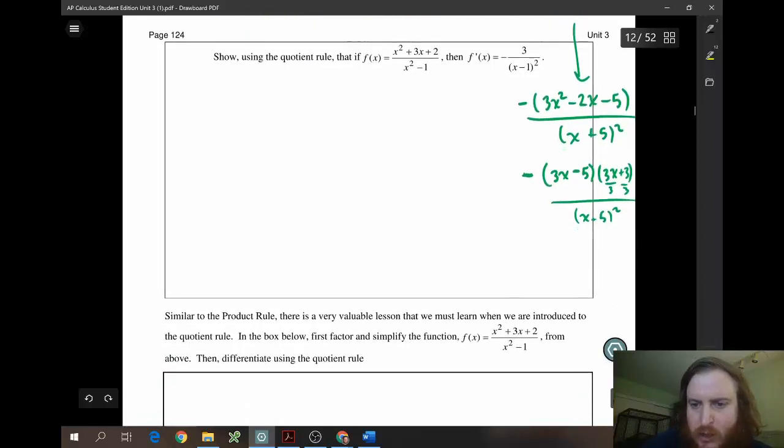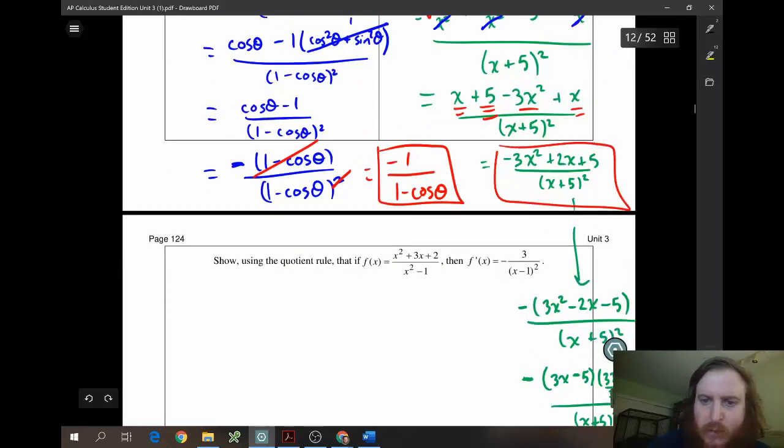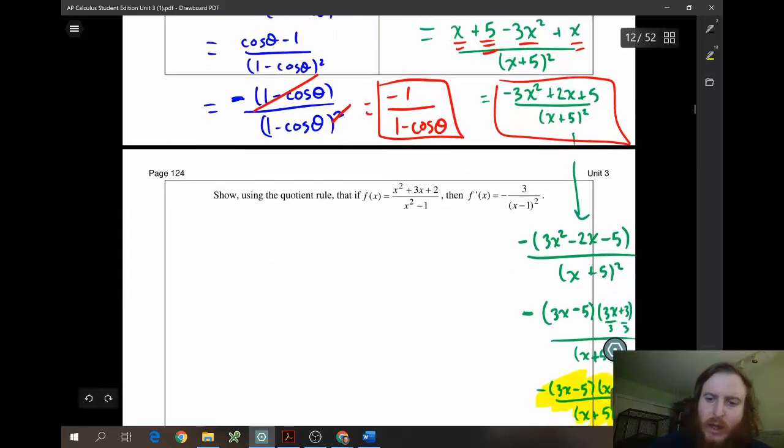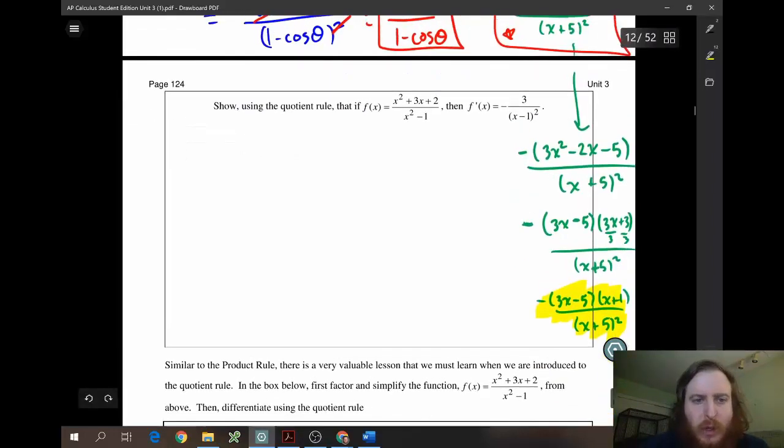So, we're just checking it to see if something will cancel out. So we get negative 3x minus 5 times x plus 1 over x plus 5 squared. So that would be fully factoring it. Now, normally, even though this is technically the answer, if we fully factored it, normally on the AP exam, they're just going to leave it here. They're not going to refactor it. So that'll be the answer. If anything, they might just take out the negative and do something like that. But really this should normally be our answer. But I'm just showing us, hey, we can factor it if we need to.